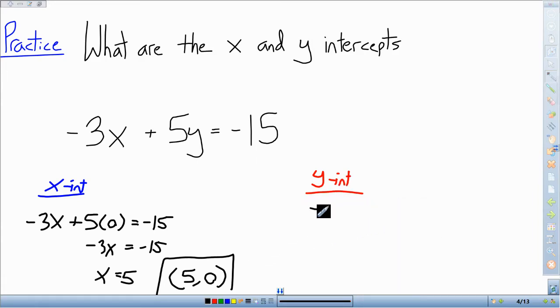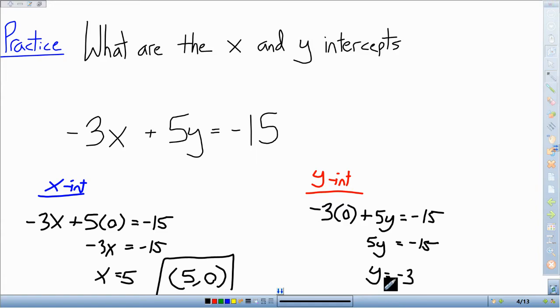Same idea, but I'm now going to plug in 0 for x. So negative 3 times 0 plus 5y equals negative 15. This turns into a 0, disappears, so we're left with 5y on the left, negative 15 on the right. Divide both sides by 5. Looks like y is going to equal negative 3. So the coordinates to our y-intercept is at 0 on the x, negative 3 on the y.